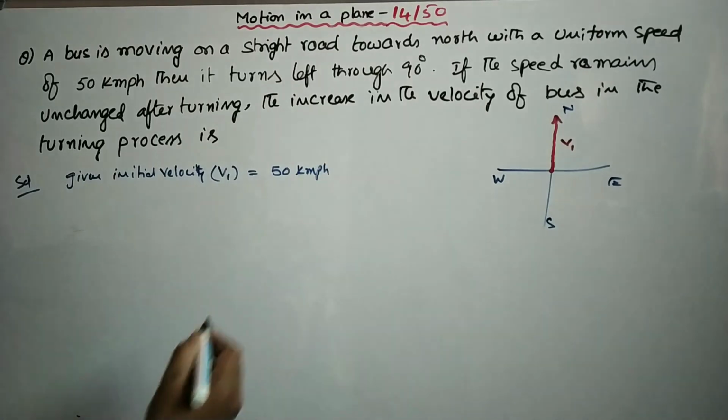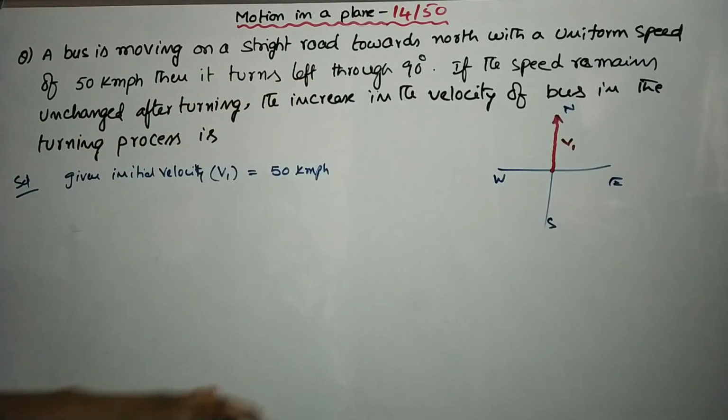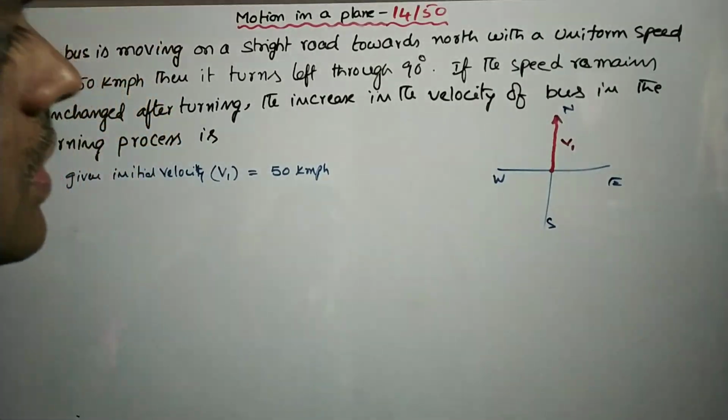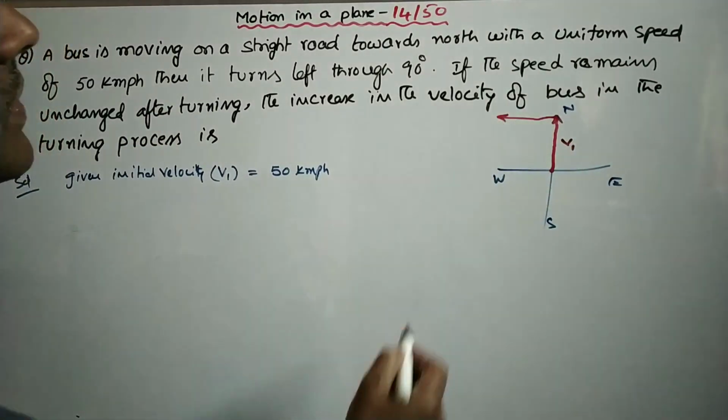Given, this is called the initial velocity, v1, which is 50 km/h. Then what happened? Then it turns left. While going towards the north, it takes a left turn. That means it takes a left turn like this.